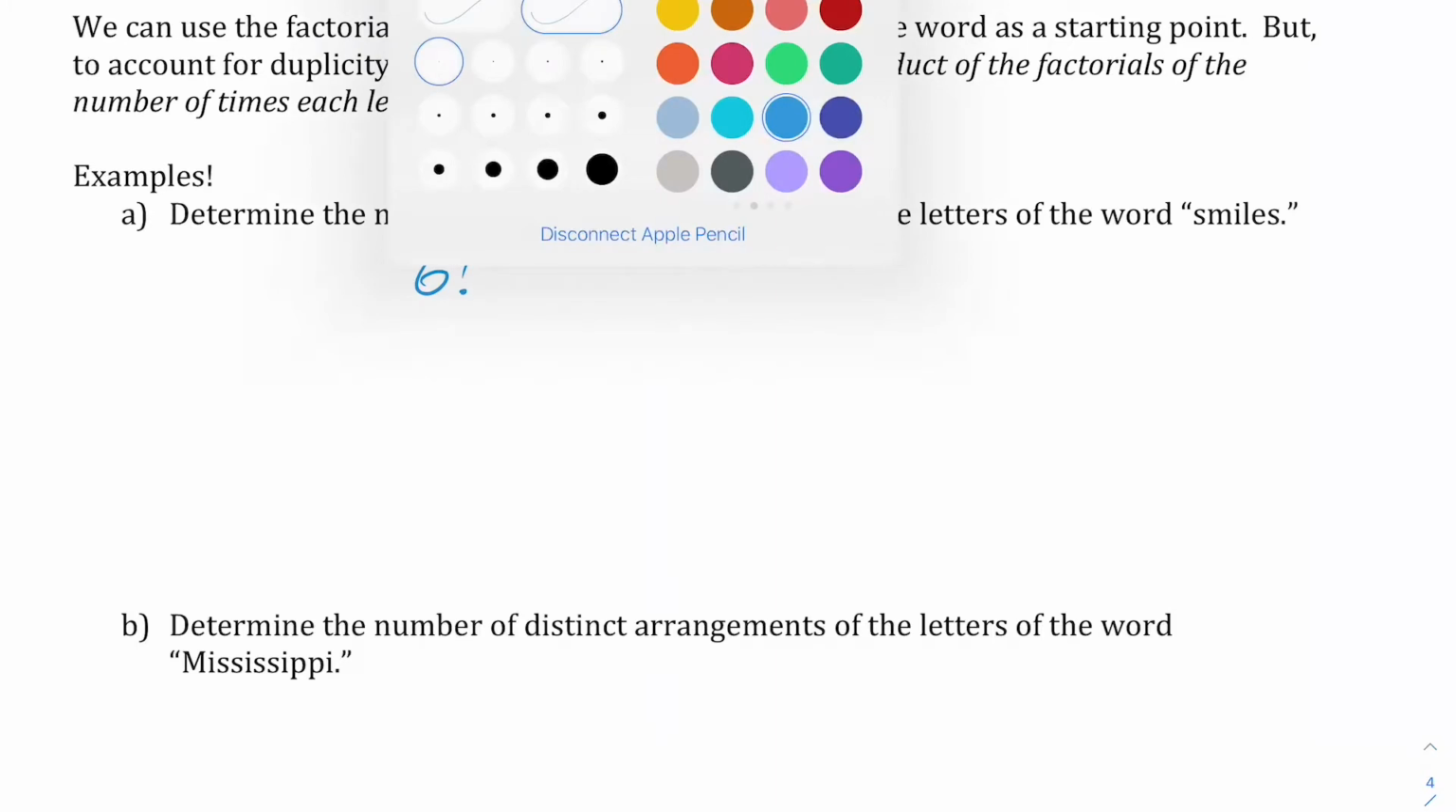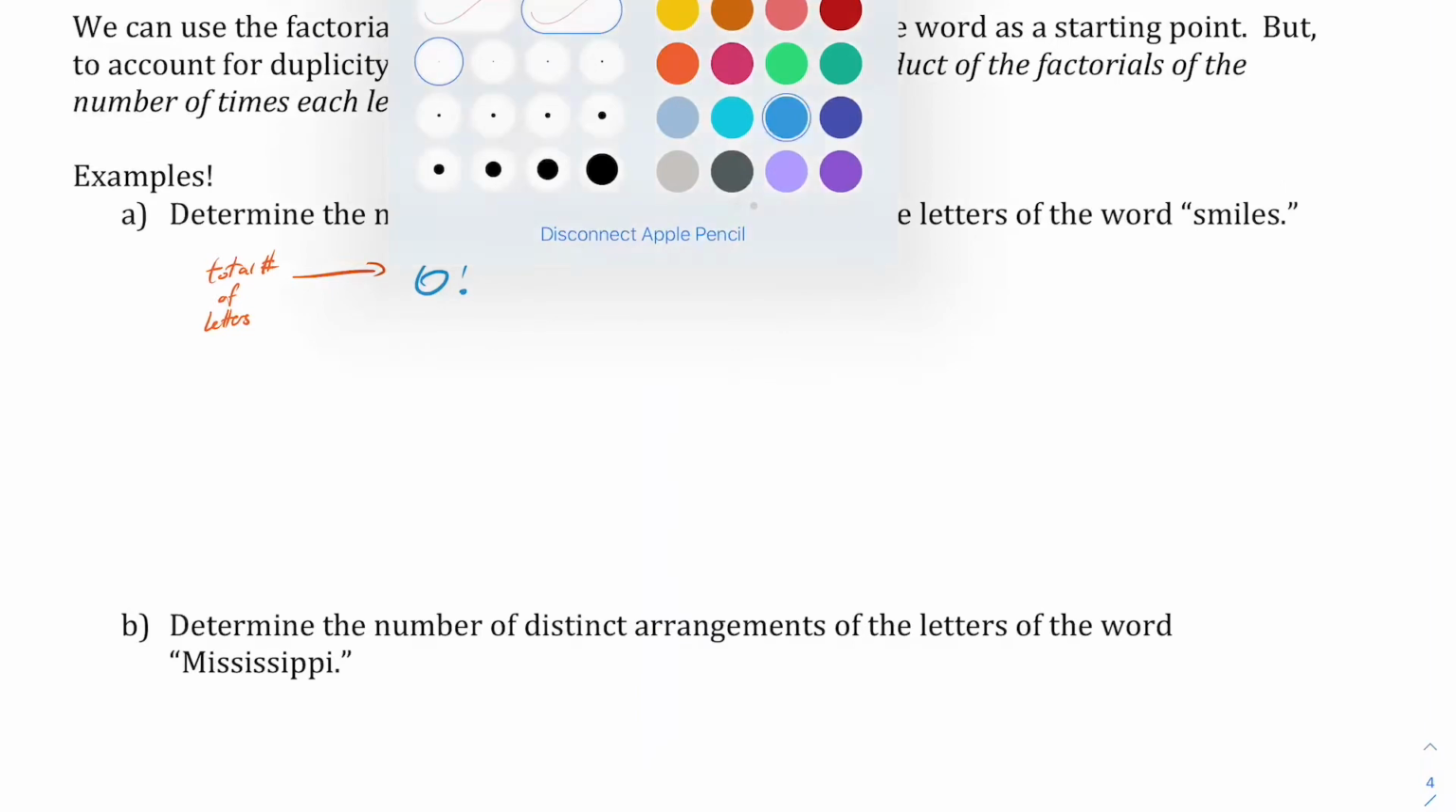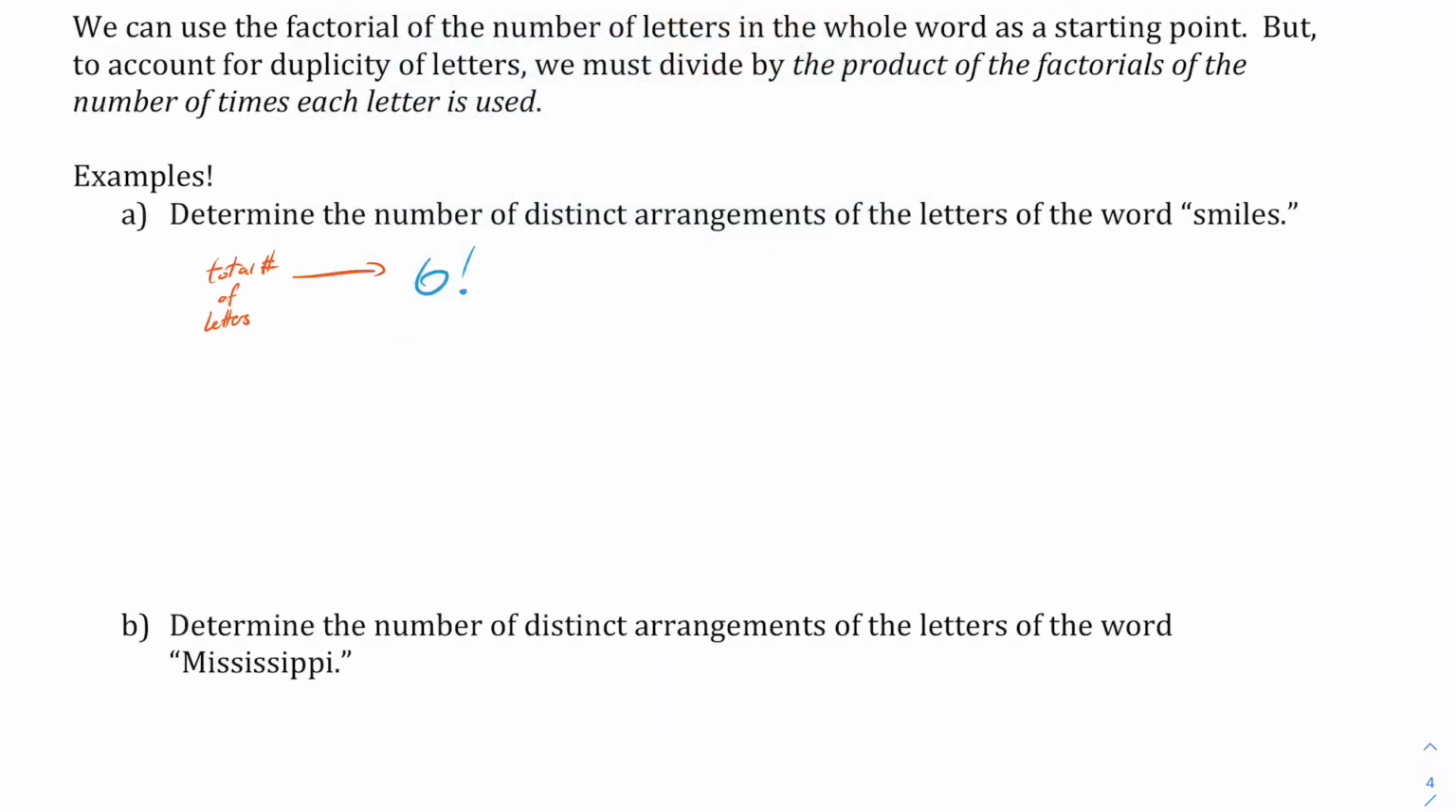Six factorial because there are 6 letters. But there are 2 S's. So we need to account for that. If we want, we can write in that there's 1 M and 1 I and 1 L and 1 E, but that's not really necessary.